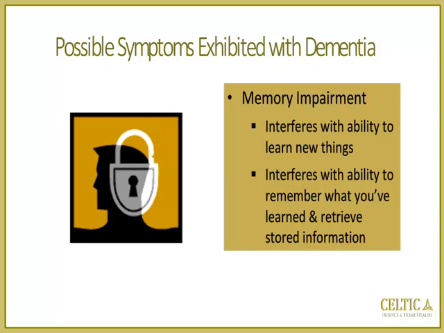There are several possible exhibited symptoms with dementia. First one being memory impairment. It interferes with the ability to learn new things. It interferes with the ability to remember what you've learned and retrieve stored information. Short-term memory is usually the first one affected, and then long-term memory at later stages.